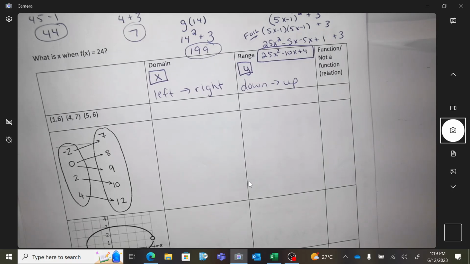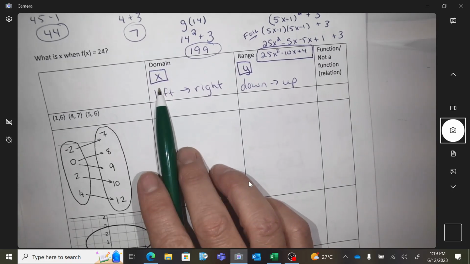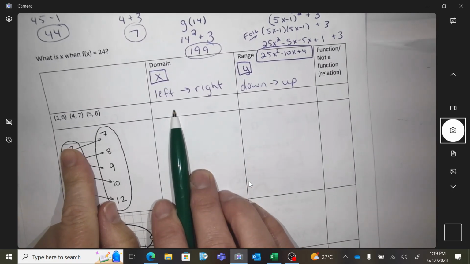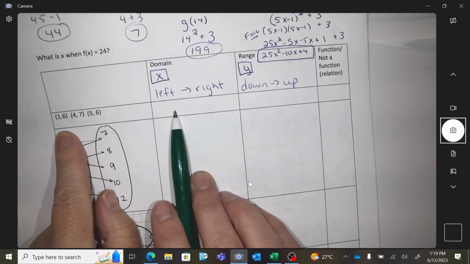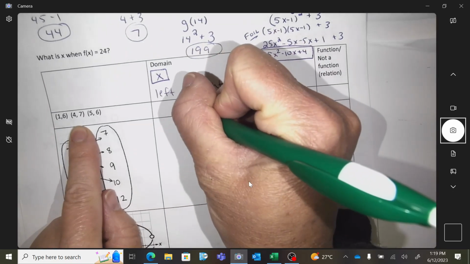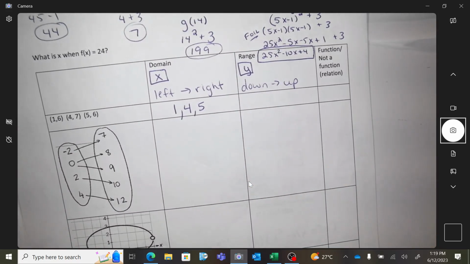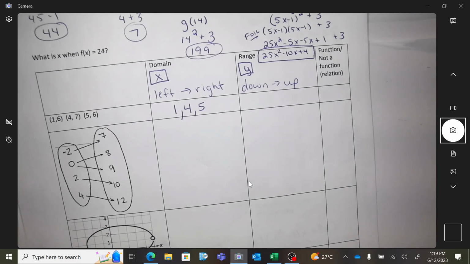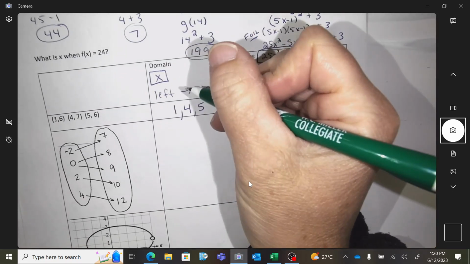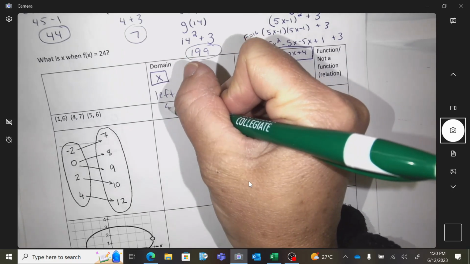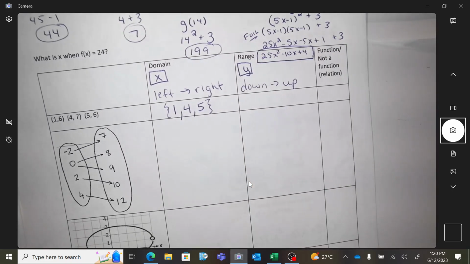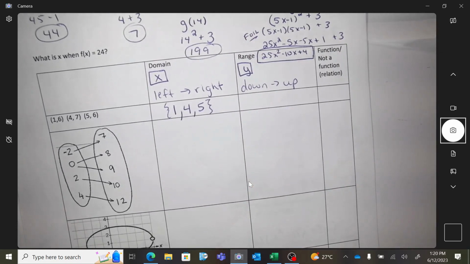Okay, so, let's just go here. The domain is the x values, so I can see an x value of 1, I can see an x value of 4, and an x value of 5. And that's it. There's just a few x values. So what do we do for showing that? What do I put around it? When you just list a few things, you put squigglies.